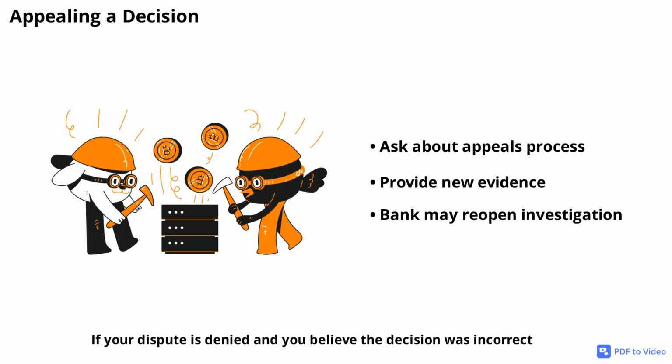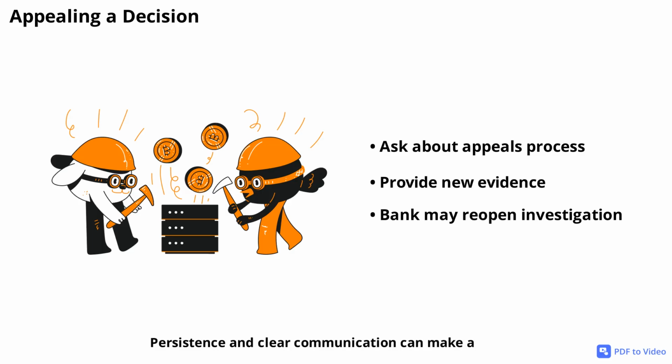If your dispute is denied and you believe the decision was incorrect, you can appeal. Contact your bank and ask about the appeals process. Provide any new evidence or clarification that supports your case. The bank will review your appeal and may reopen the investigation. Persistence and clear communication can make a difference if you feel strongly about your claim.